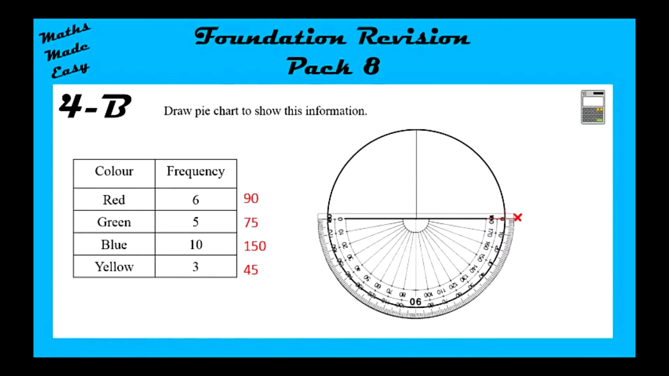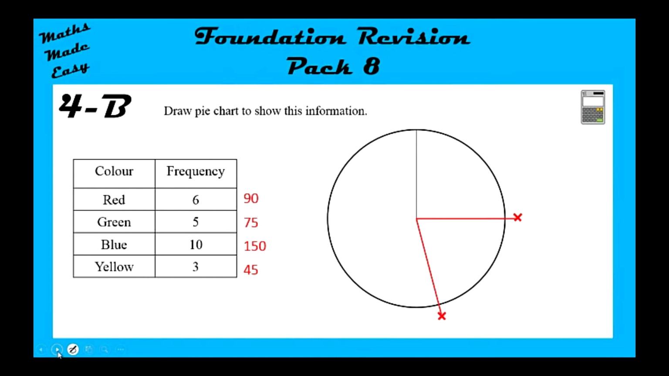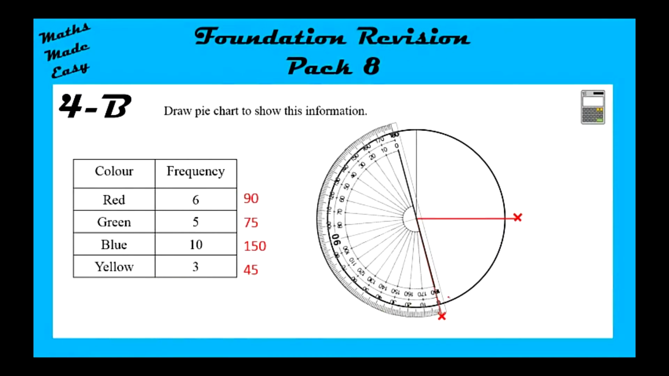Put the protractor back on, but make sure that 0 is lined up with the line you just drew. Now we'll do 75. So go around the outside, mark across at 75, which is about here. Take your protractor off, draw the line. Put it back on, make sure the 0 is lined up with the line you just drew, that one there, and read around to your next one.